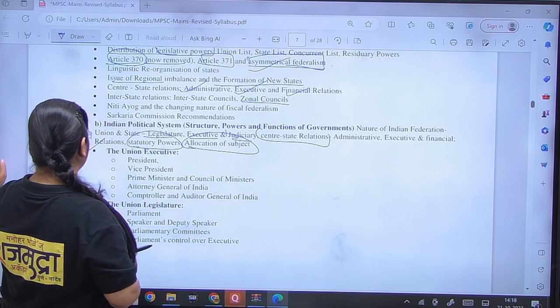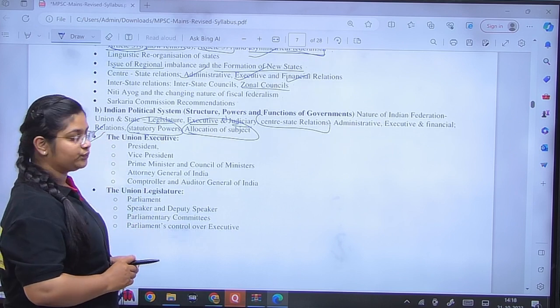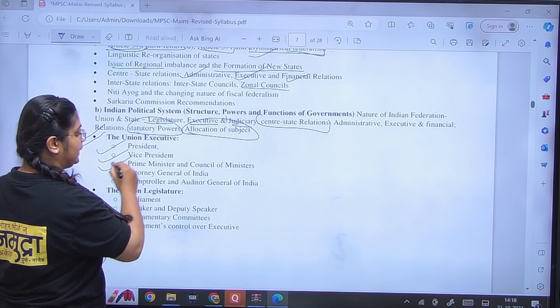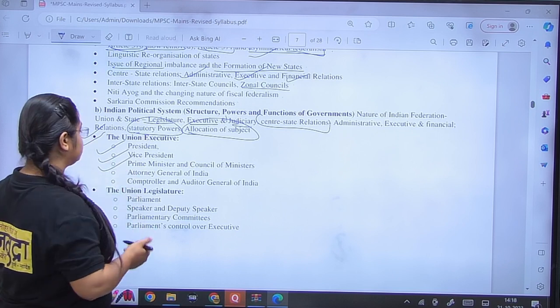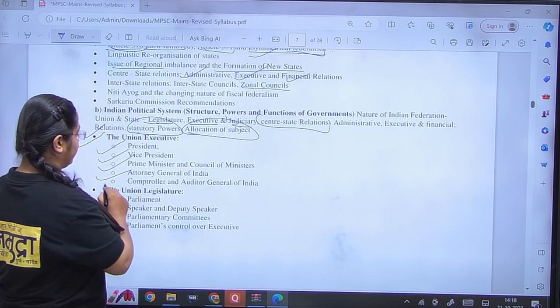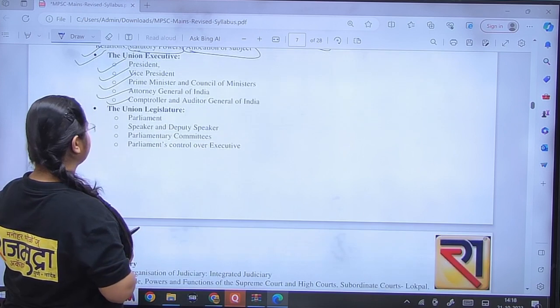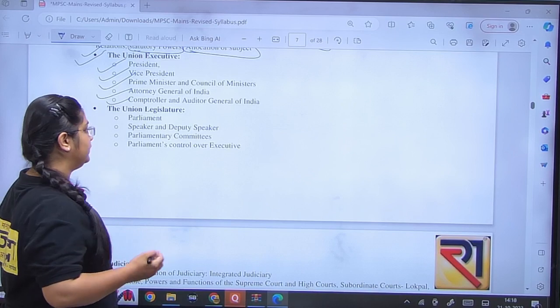Next is the union executive. In that we have to study the president, vice president, prime minister and council of ministers, attorney general of India and comptroller and auditor general of India. Next topic, that is the union legislature.